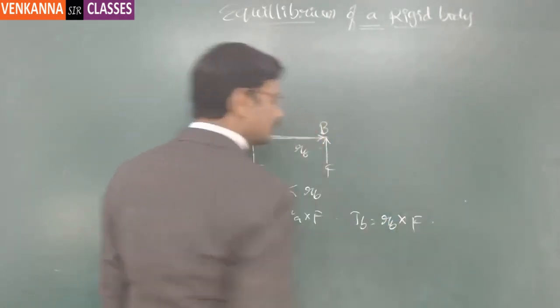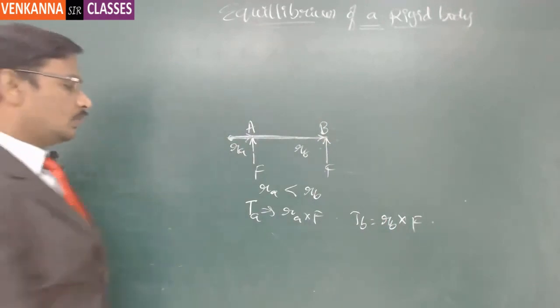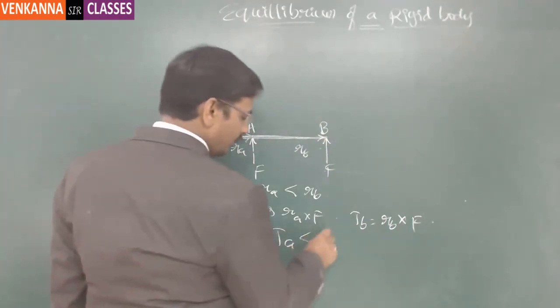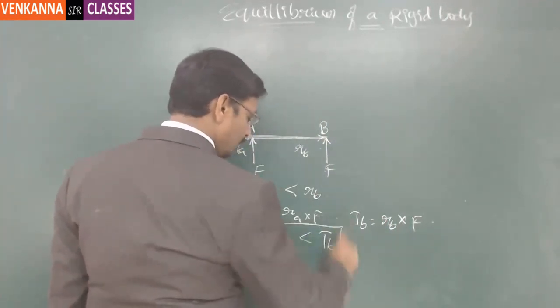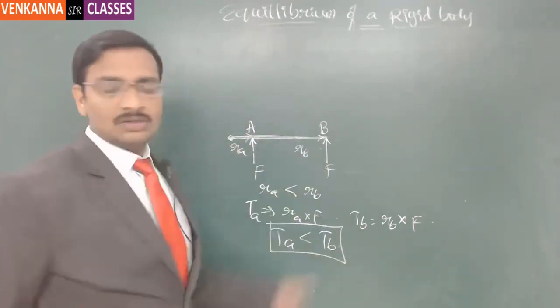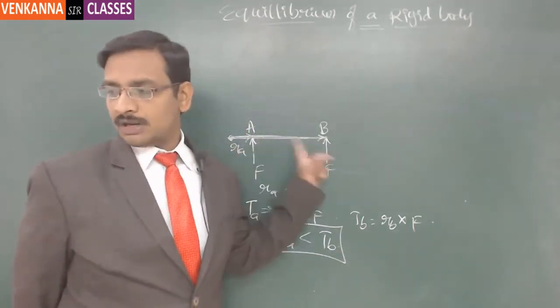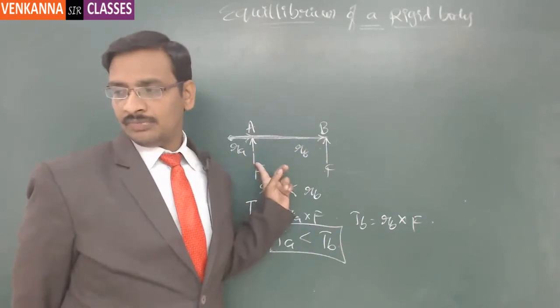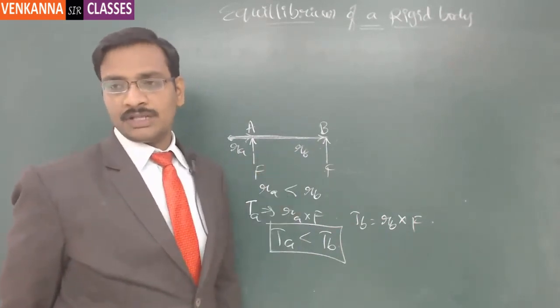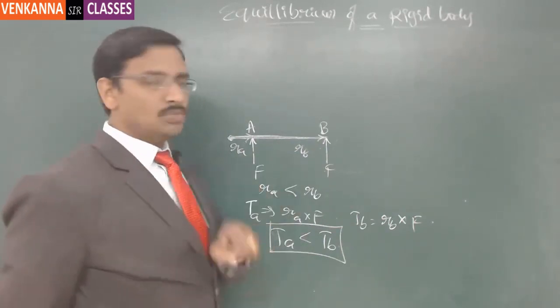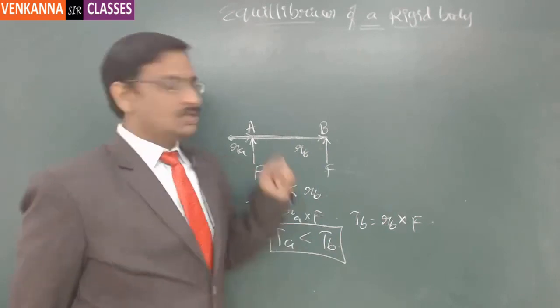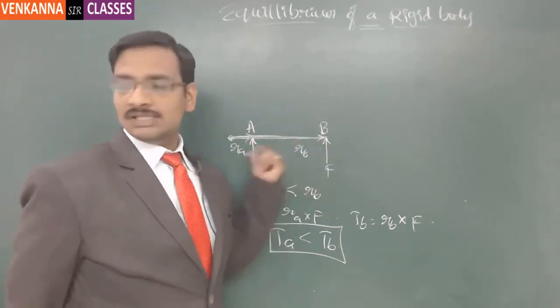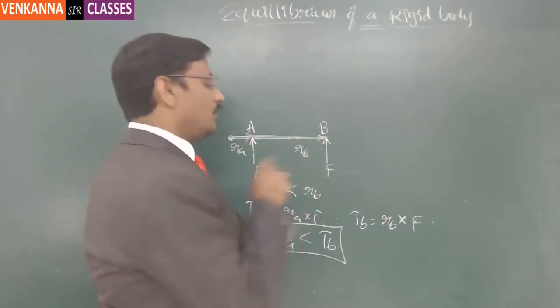Since RA is less than RB, TA will definitely be less than TB. So TB will have more twisting force on this particular rod than TA. So R is important for the movement. Torque and moment are one and the same, I said, right? So this will have more and this will have less. And one more thing.